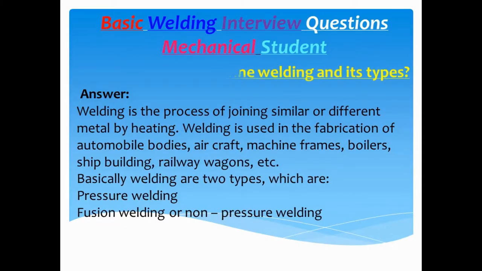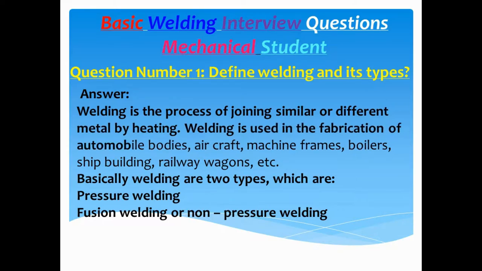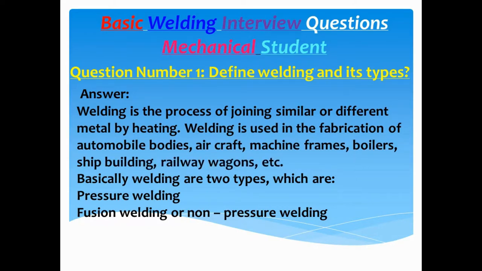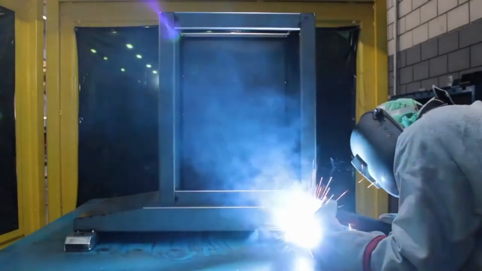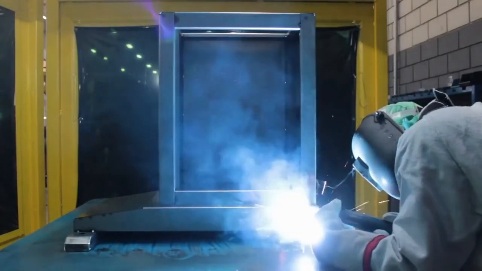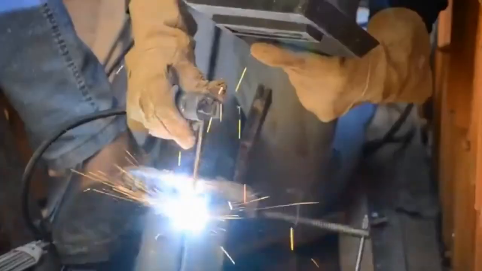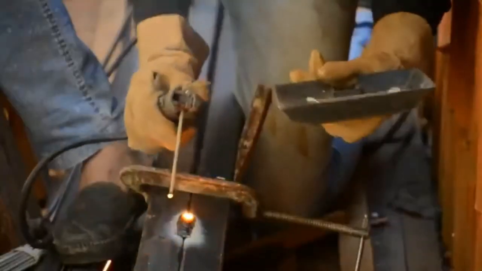Question number 1. Define welding and its types. Answer. Welding is the process of joining similar or different metals by heating. Welding is used in the fabrication of automobile bodies, aircraft, machine frames, boilers, shipbuilding, railway wagons, etc. Basically welding is of two types, which are pressure welding and fusion welding or non-pressure welding.